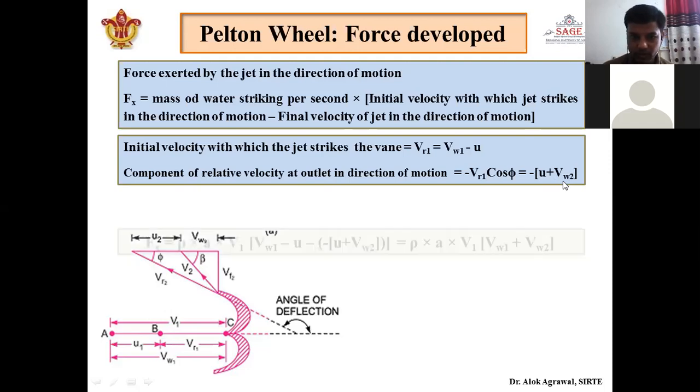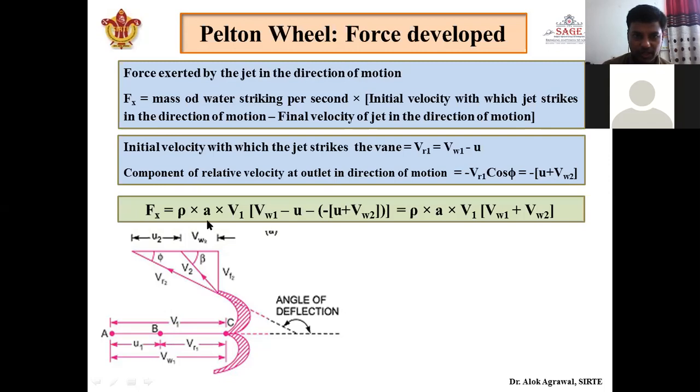Okay. So Fx can be written as the mass of water striking per second, which is given by rho into A into V1, times VR1, which is VW1 minus U, and minus VR1 cos phi can be written as minus, U plus VW2. U2 can be replaced as U. Now, when we open the bracket, minus minus will become plus, so that U will get cancelled out and we will remain with rho into A into V1 into VW1 plus VW2. So this is the final formula for the amount of force developed when the jet strikes the bucket.